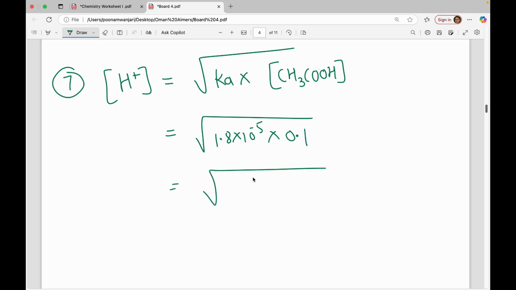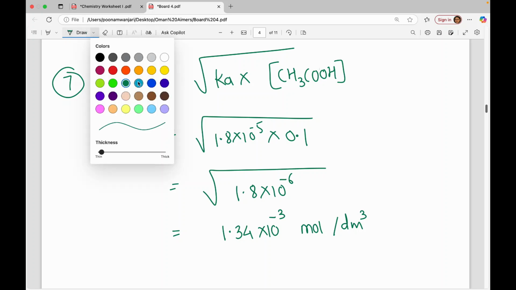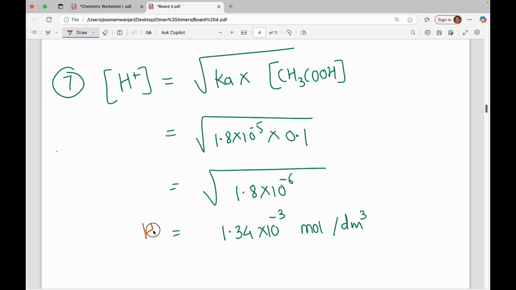Concentration of ethanoic acid is 0.1. You can directly calculate 1.8 into 10 to the power -5 times 0.1, or instead of taking 18, take 1.8 into 10 to the power -6, as 0.1 is 10 to the power -1. So 1.8 into 10 to the power -6. Now it is very easy to get the square root, that is 1.34 into 10 to the power -3. Concentration unit is mole per cubic decimeter. In this way you got the concentration of H plus ion.